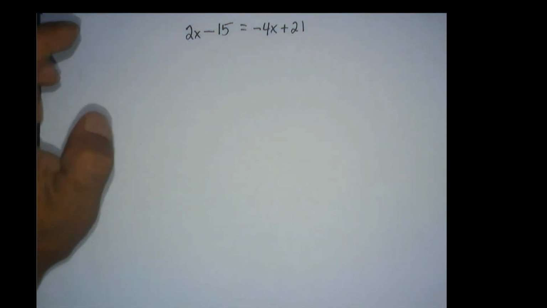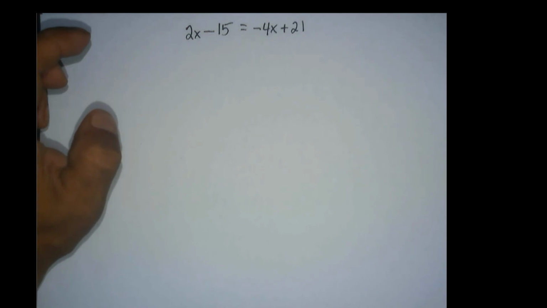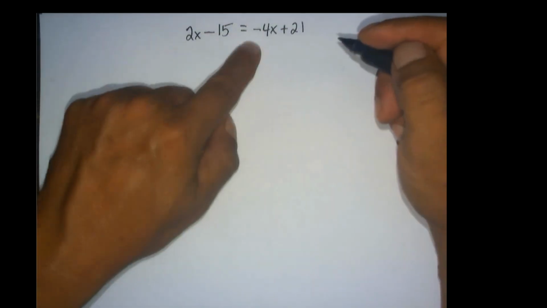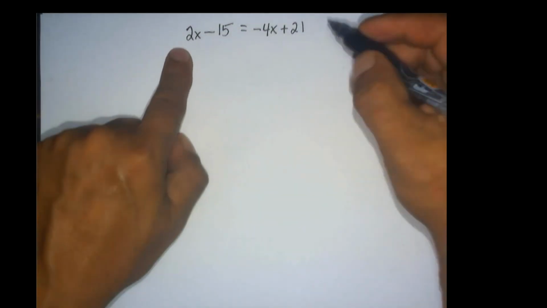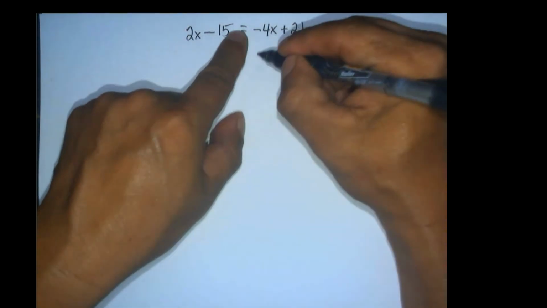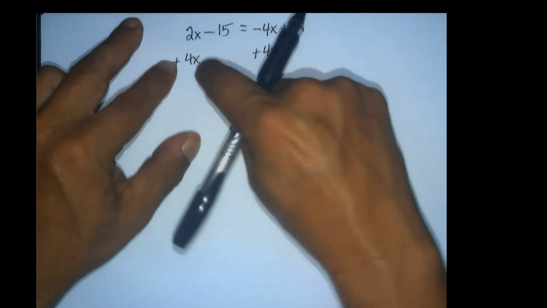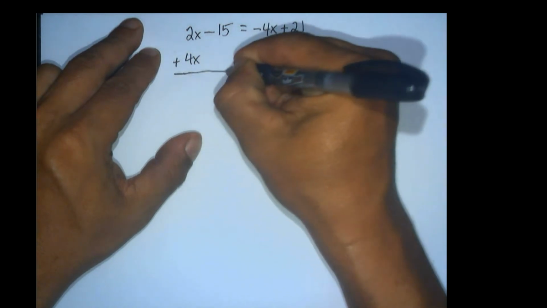Now here's the trick question. Which variable has the smallest coefficient? 2x? Oh, wait. No, negative 15. What's a coefficient? It's the number in front of a variable. Oh, okay. So, negative 4x. So, to get rid of this and put it all over here, I'm going to do the opposite of subtract 4x. I'm going to add 4x. If you do that, then you're going to have positive numbers. That's why you find the smallest one, because nobody likes negative numbers.